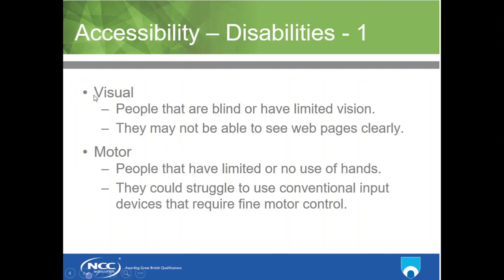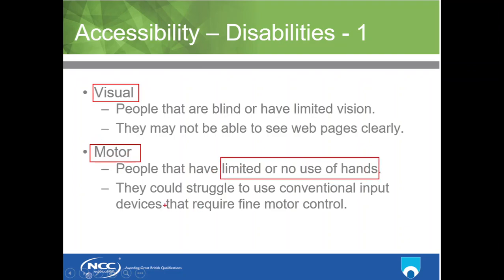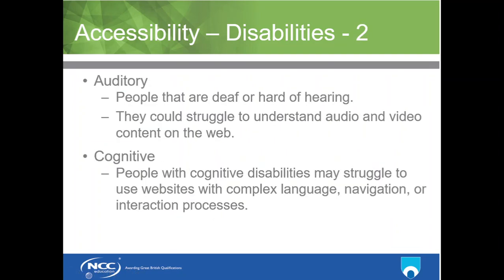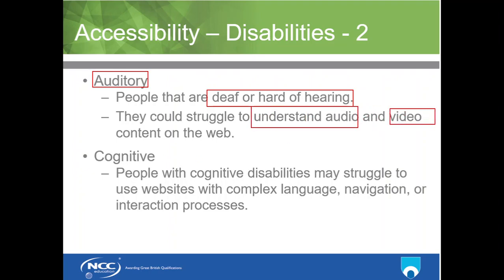So other disabilities include visual. So I won't explain that, visual. Then you have motor challenges, limited or no use of hands. So these ones could struggle to use conventional input devices like the mouse or even the keyboard. Then we have auditory. Again, for these ones, they are deaf or they have a problem when it comes to hearing. They're using a hearing aid. So they could struggle to understand audio or video content on the web.